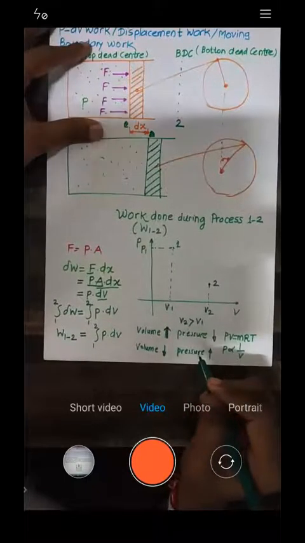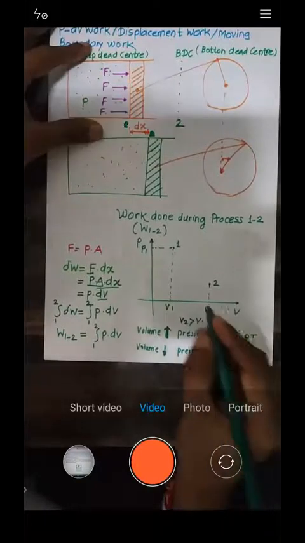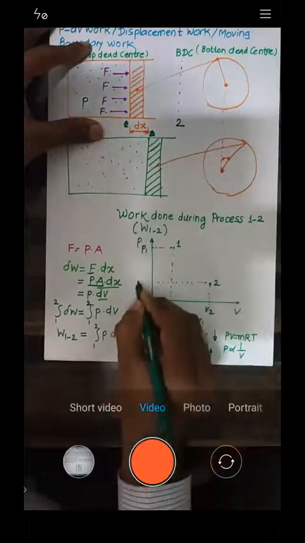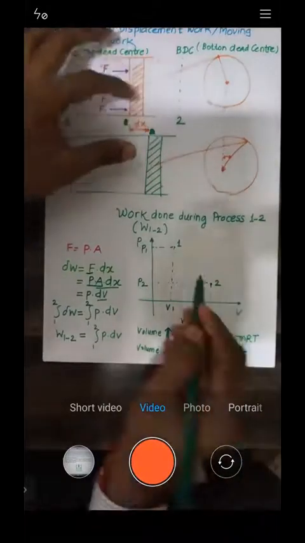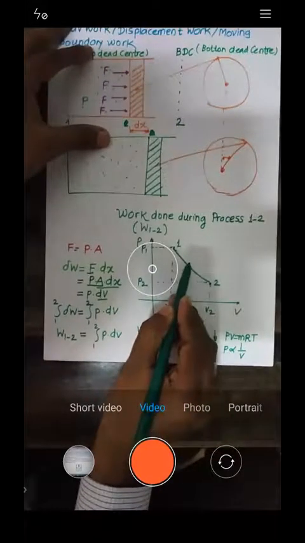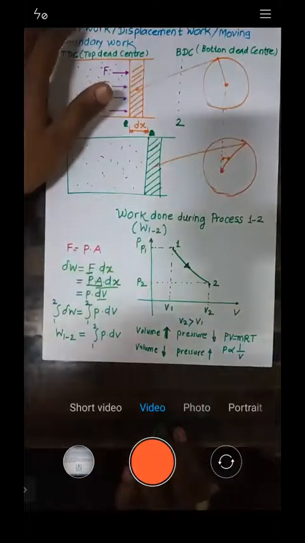Is it okay? Yes, sir. Okay. So at point number 2, when volume is increased, obviously the pressure will decrease. So pressure is P2, right? So from 1 to 2, how will it move? So this is the process. Try to understand.